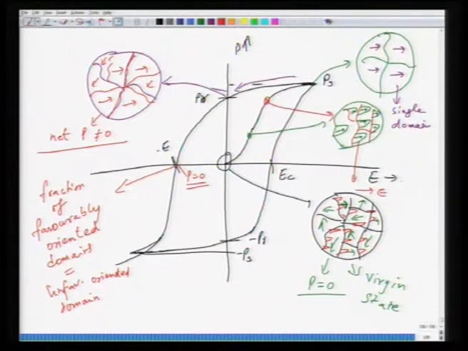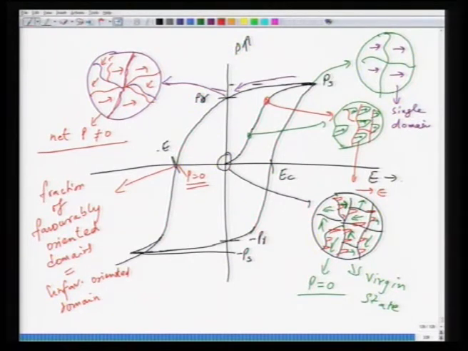When you go to the switching field, which is the field at which the saturation occurs, then all the domains have oriented in the other direction. As a result, you get minus PS. This is the domain formation and domain reversal under the applied field when you switch a ferroelectric material.